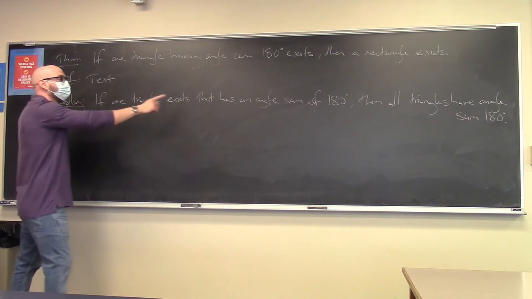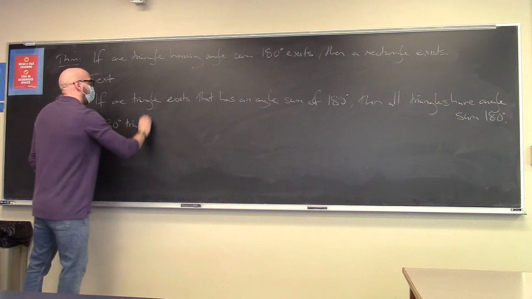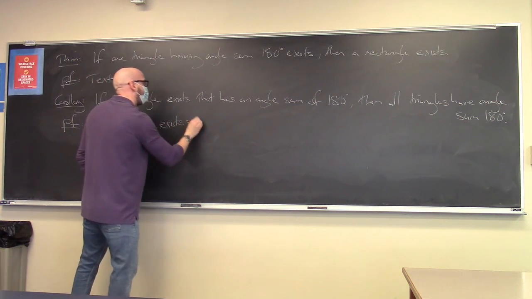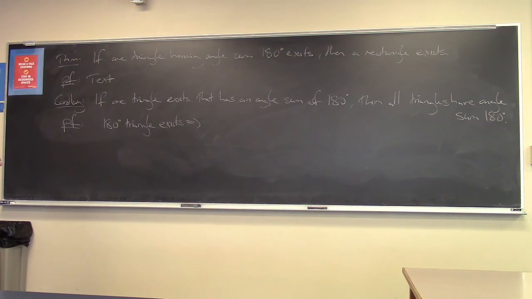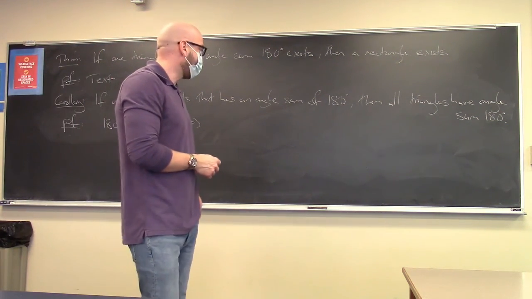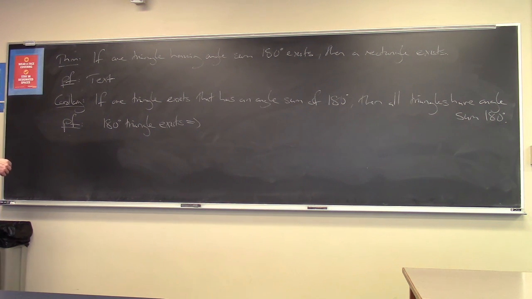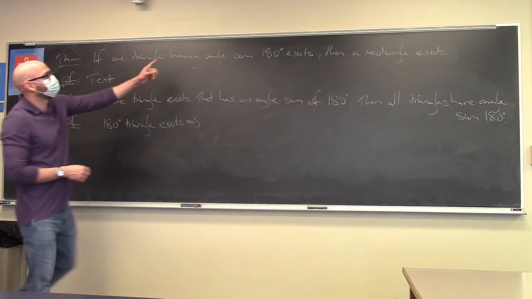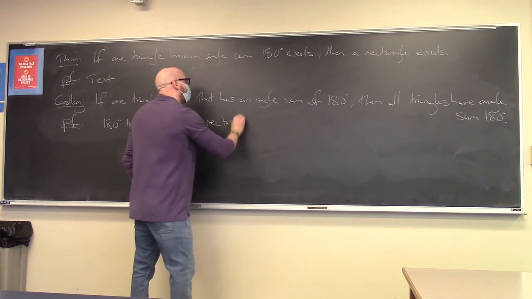What happens? If a triangle exists that has an angle, so let's say a 180 degree triangle exists, this is actually fairly hard to prove if you don't have rectangles to work with. I've thought about it a little bit. I've tried to prove this without invoking rectangles, and I wasn't entirely sure how to proceed. But if a 180-degree triangle exists, well, what does this theorem say? It says a rectangle exists, right? So rectangle exists.